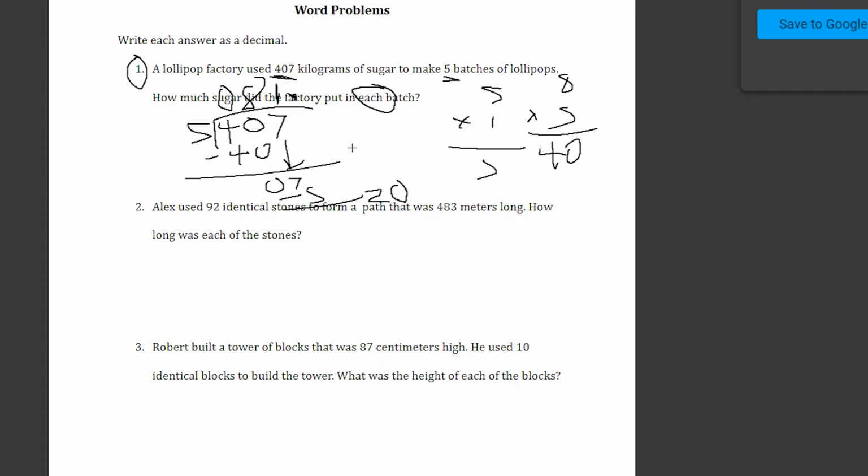So 20 divided by 5 is 4, and we're just going to check that. 5 times 4 equals 20. So now we can do 20 minus 20, which gives us a remainder of 0. And since our remainder is 0, that means we're done with this problem. So I'm going to just write the answer here. It is 81.4. But since we're doing a word problem, we need to label our unit. And it's asking for how much sugar, and the problem is in kilograms. So we're going to say 81.4 kilograms.